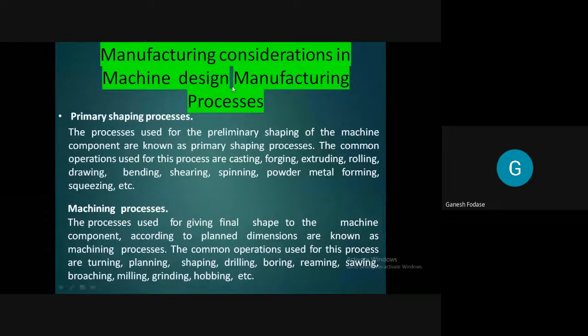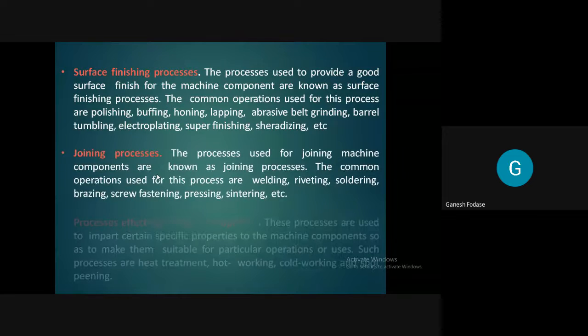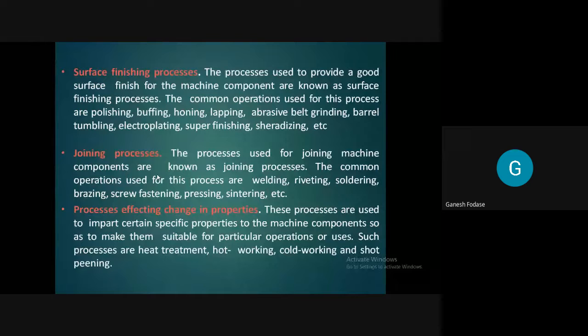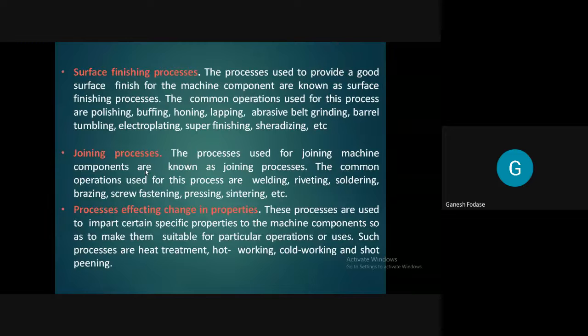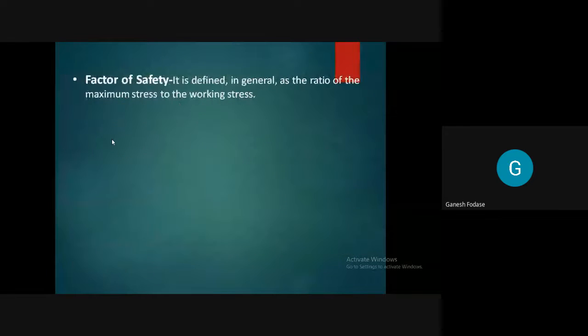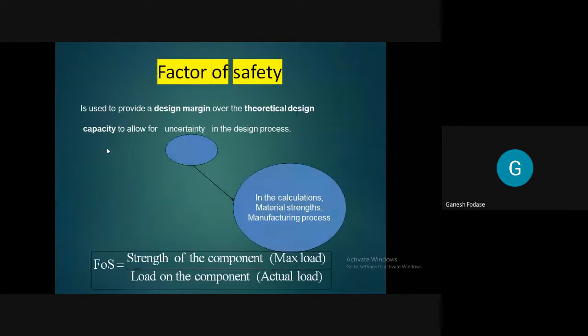So different manufacturing processes are categorized in three types: primary shaping process, machining process, and surface finishing process. Then joining process, and processes affecting changing properties. So these are the things that we have to consider during manufacturing. Now I already talked about factor of safety. It is nothing but a ratio of maximum stress to working stress, or you can say maximum load upon actual load. So I told you these things.